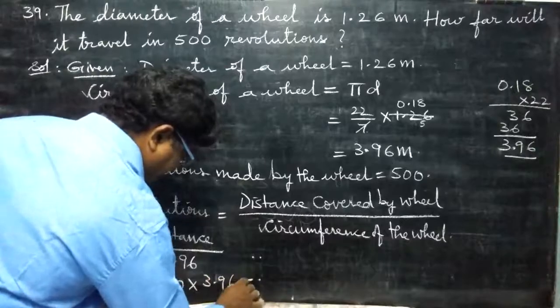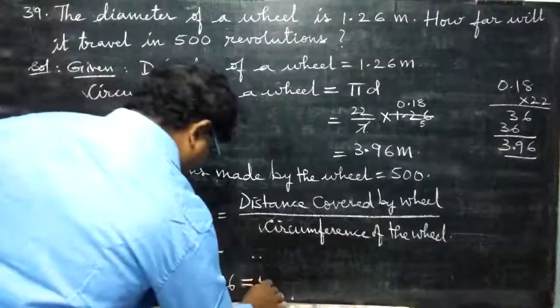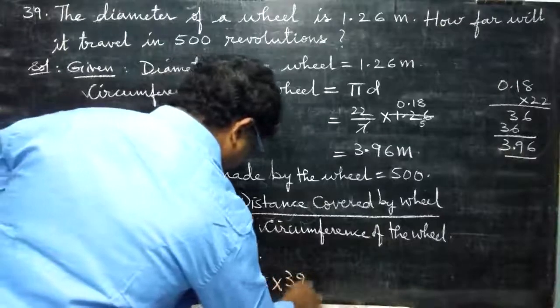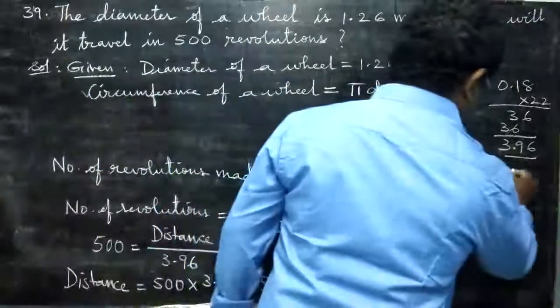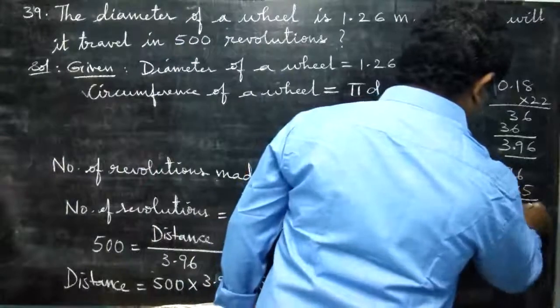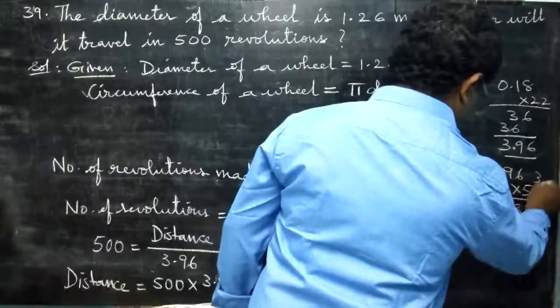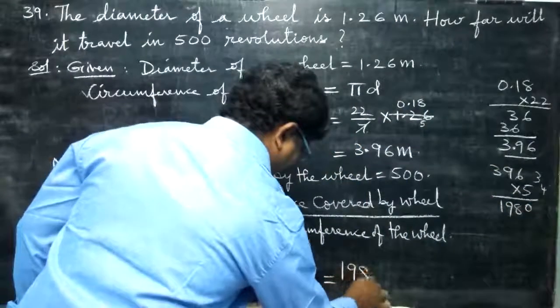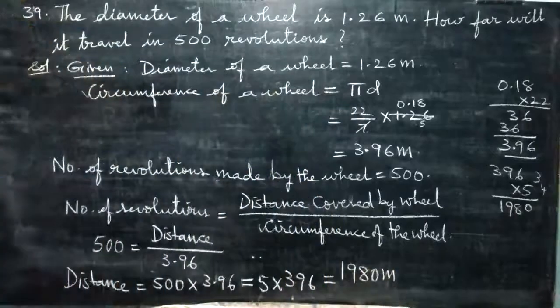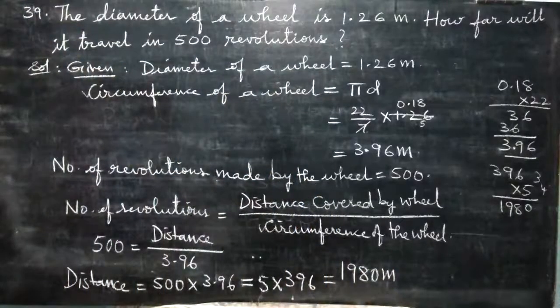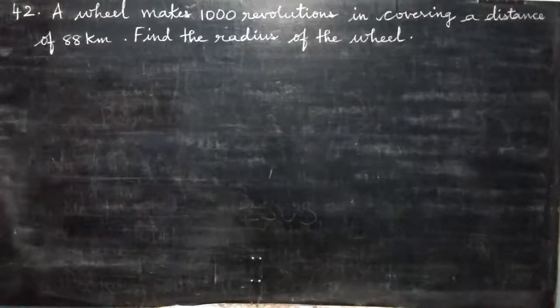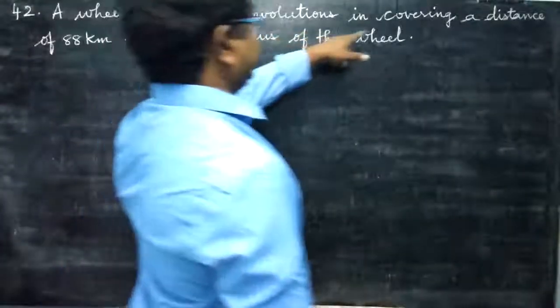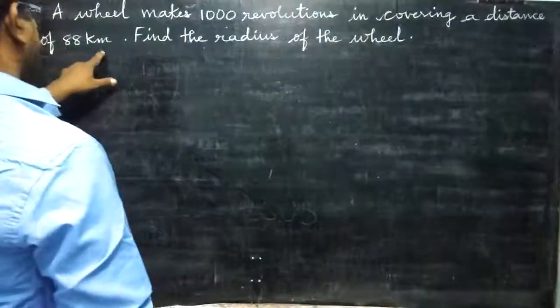Multiply. That is equal to 5 into 396. So 396 into 5 gives 1980. So how much did you get? 1980 meters. How far did it travel? 1980 meters.